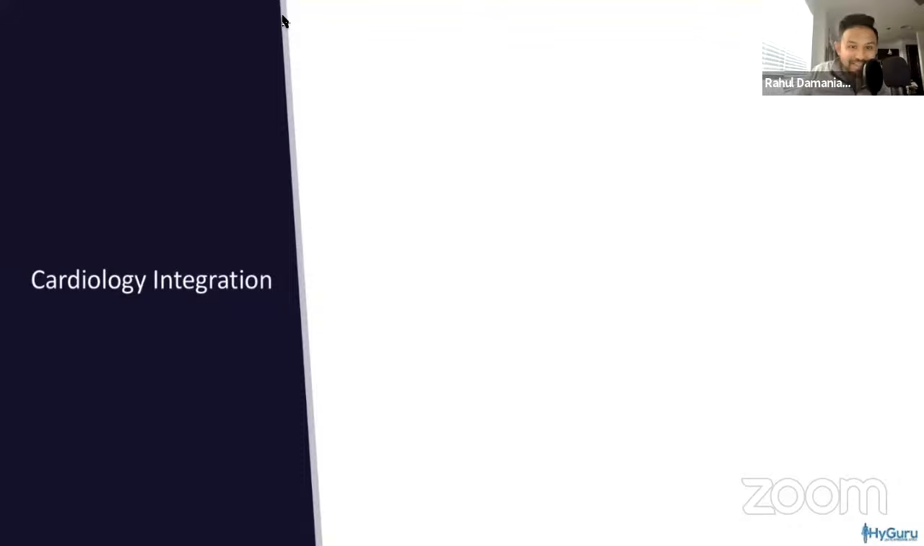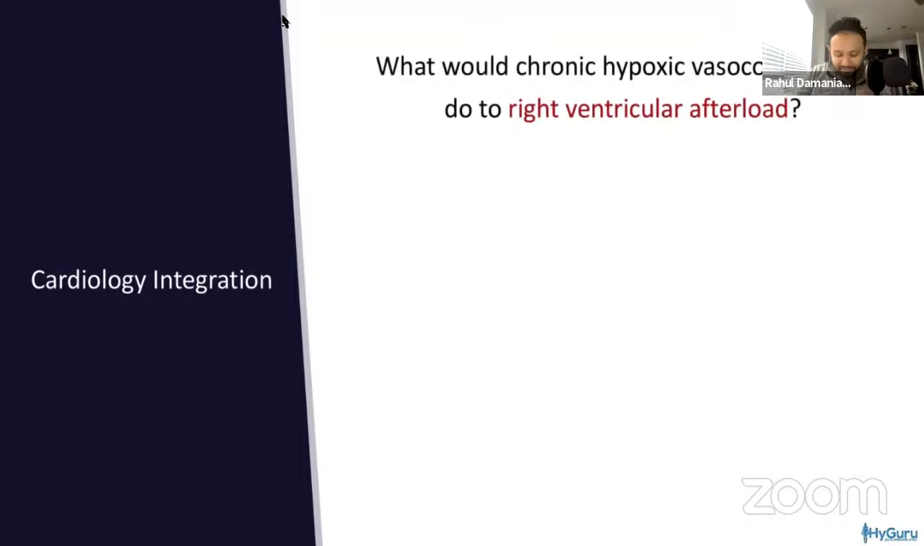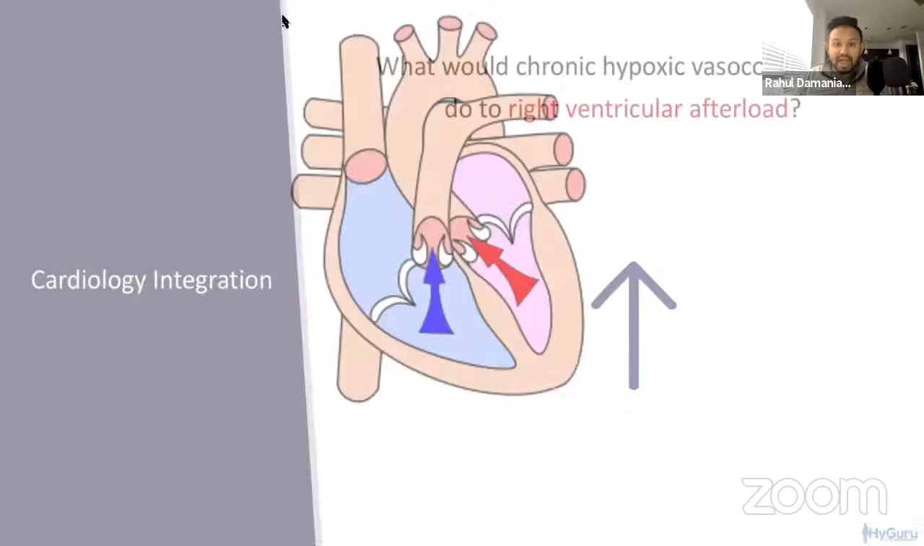All right. So with all of this hypoxemia talk and hypoxic vasoconstriction, let's do a little bit of a cardiology integration. What would chronic hypoxic vasoconstriction do to right ventricular afterload? Go ahead and type in up or down into the chat box. Chronic hypoxic vasoconstriction to right ventricular afterload. Heba, David, Mark, Santiago, everybody is saying up, and you're absolutely correct. If you have a high level of hypoxic vasoconstriction, you're going to increase pulmonary vascular resistance, and that is going to cause you to have increased right ventricular afterload.